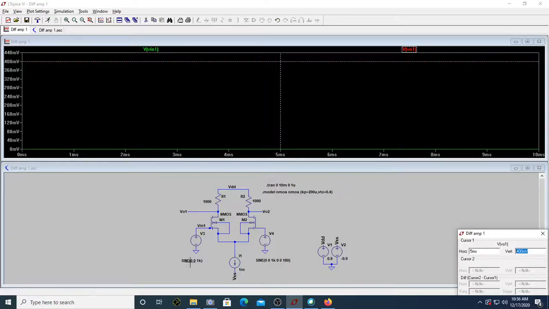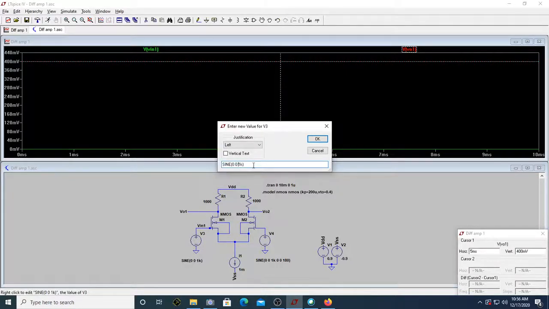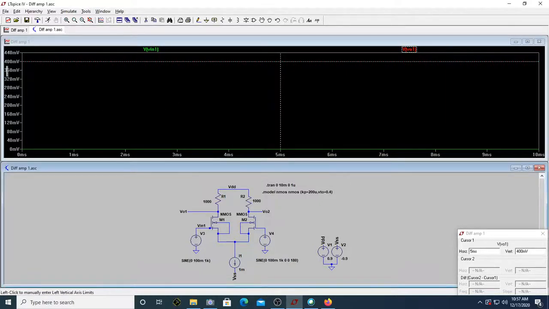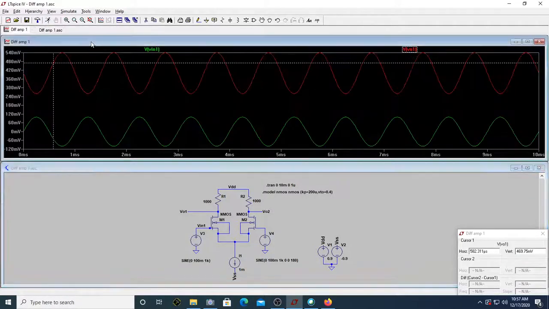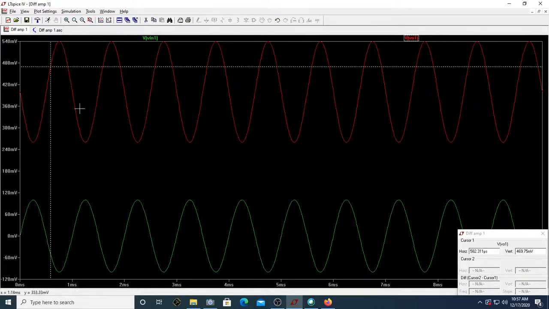Suppose I apply a voltage over here, maybe 100 millivolt. I will apply 100 milli here, and 100 millivolt here also. I'm applying 100 millivolt and run it. You can see over this 400 millivolt I'll get the waveform. See now, this is exactly oscillating around 400 millivolt.